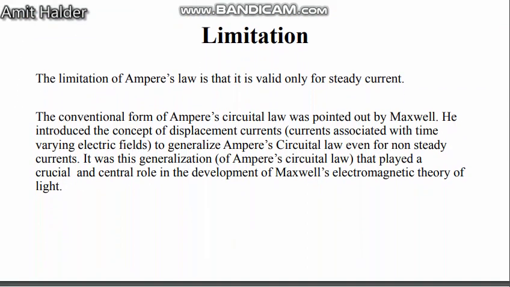The limitation of Ampere's law is that it is valid only for steady current. The conventional form of Ampere's circuital law was modified by Maxwell. He introduced the concept of displacement current, and these currents are associated with time varying electric fields, to generalize Ampere's circuital law to even non-steady currents. Okay.